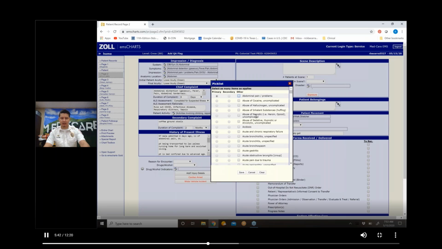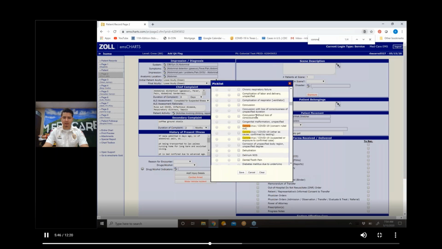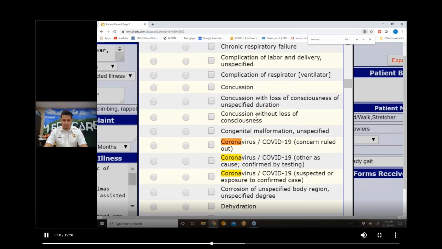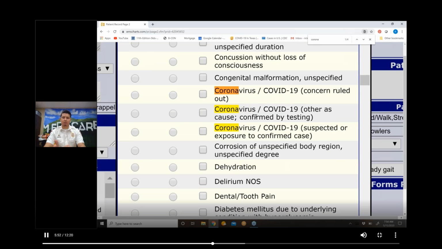Here we have some impressions that directly relate to coronavirus that have just recently been added. So you have 3 options here when it comes to coronavirus. Number 1 is concern ruled out. So you've done your questionnaire, you've done your full assessment on the patient, you've got a good history, and you are not really concerned for coronavirus on this patient, probably because they just fell and they broke their ankle.